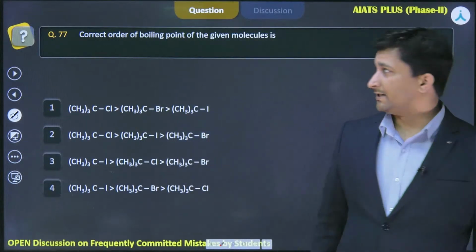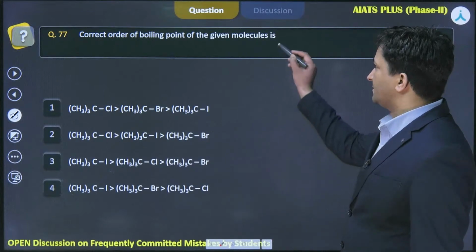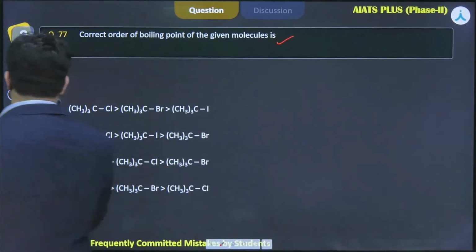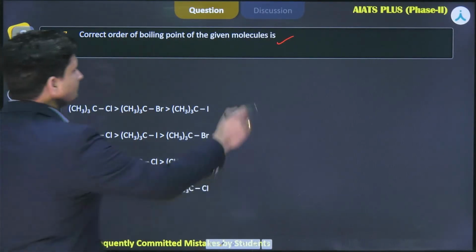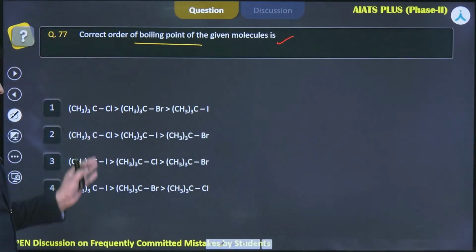Now the first question is, correct order of boiling point of the given molecule is. Okay. So this is the question and we have to find the boiling point order and we have been given various alkyl halide.